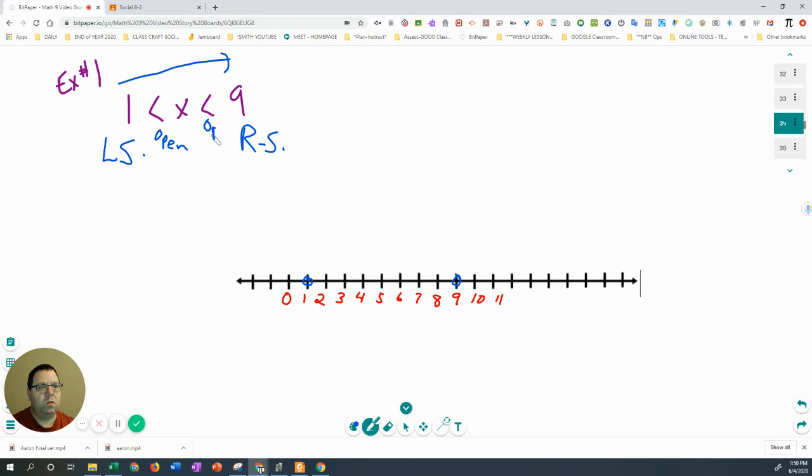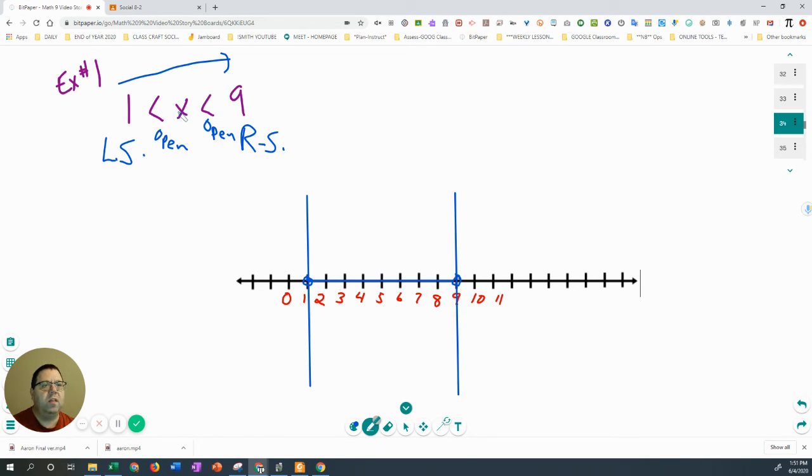This is open, so we're not going to shade either of these. Now, we are going to connect them though, right? All right, so there's the solution. In other words, x must be between.